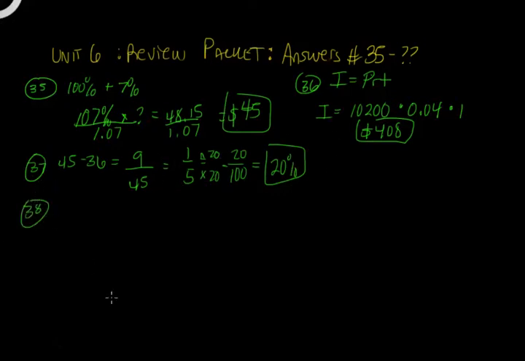So 38. 5 years ago, Tom had a mass of 56 kilograms. His mass is 63 kilograms now. Find the percent increase in his mass. So again, percent of change. So what are we going to do? 63 minus 56 will tell us the difference. That's going to be 7 kilograms. Now, originally, 5 years ago, he was 56. So we want to do 7 over 56.